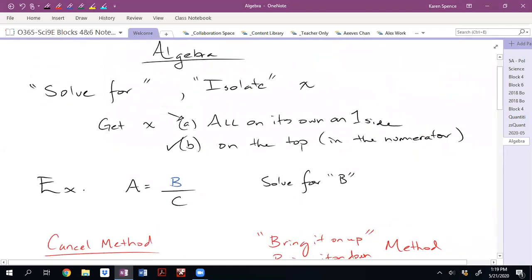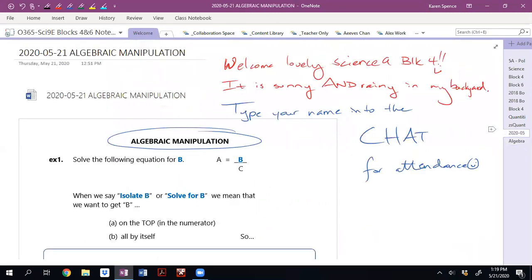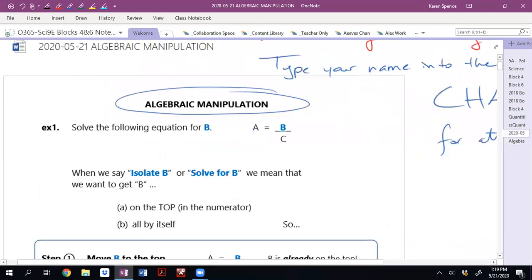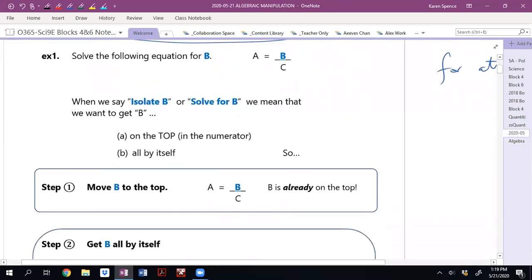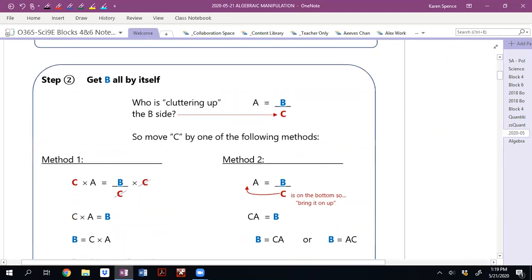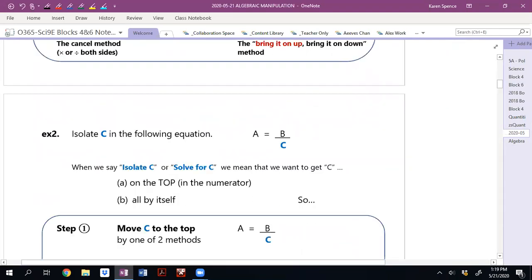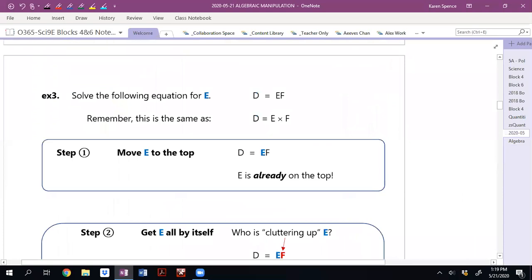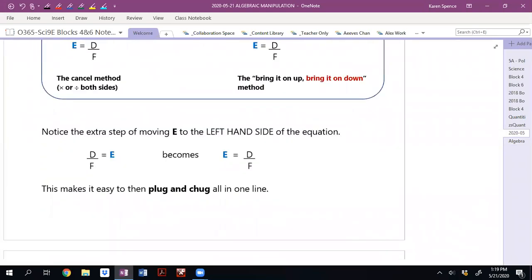So for the homework, what you're going to do, this is the sheet that has all the notes on it. So you can see I've color-coded things and so on. So example 1, example 2, example 3, just the ones we did.